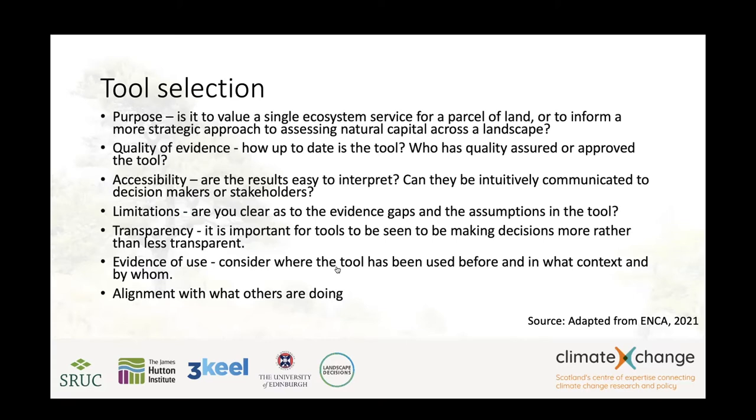Transparency obviously is a key aspect, and how the tool, for example, can and is used with stakeholders, and who those stakeholders are, is important. And then two quite important ones: the evidence of use. As I say, some tools seem to be used more than others. There are a number that are being developed privately as well, so it's good not to get locked into a tool that's less open access. And then linked to that is alignment with what others are doing in this space. So that's mainly what I wanted to say about tools.